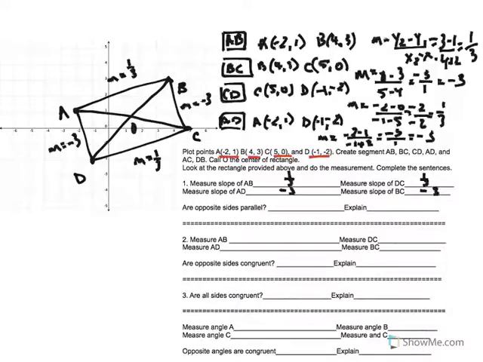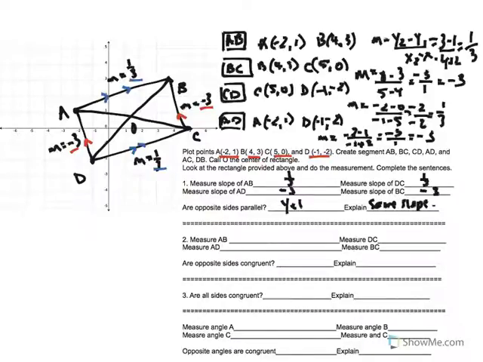Are the opposite sides parallel? So is this side parallel to this side? Yes. And how do I know? Because they have the same slope. So yes. Let's check the other side. This side is parallel to this side as well because they have the same slope. So we can say yes, opposite sides are parallel because they have the same slope.